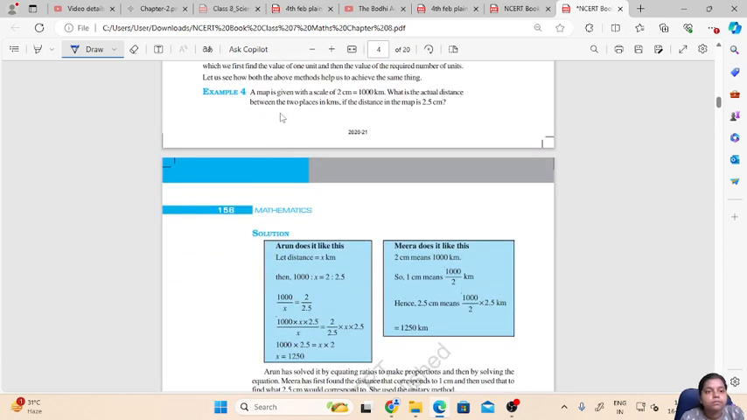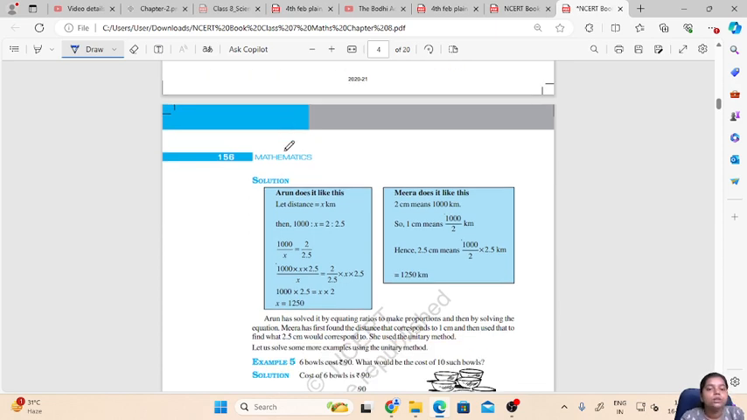So here a map is given with a scale of 2 centimeter equal to 1000 kilometer. So what is the actual distance between the two places in kilometer, if the distance in the map is 2.5 centimeter? That we have to find.